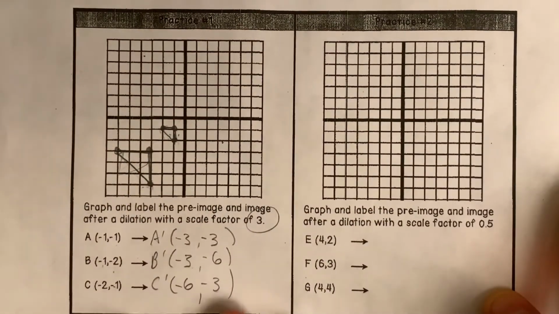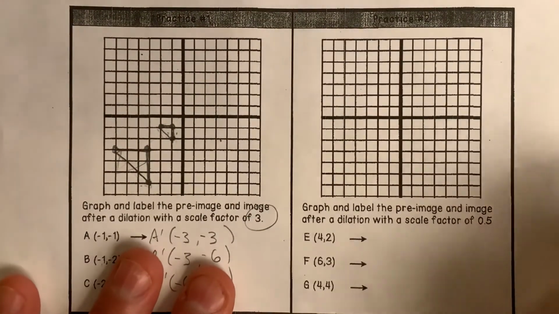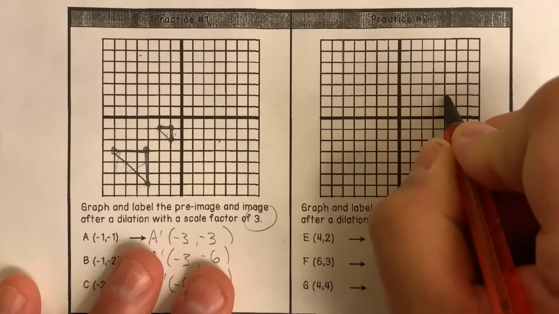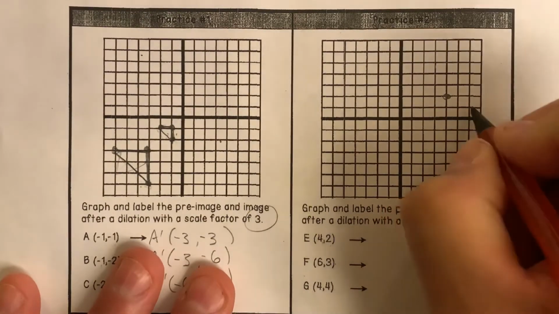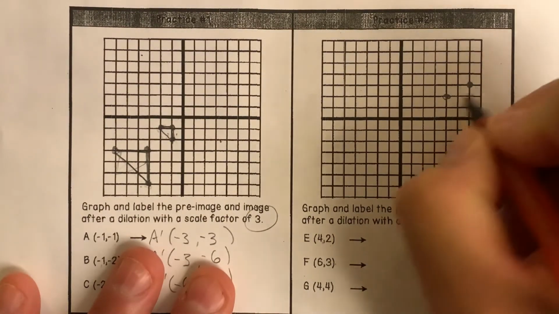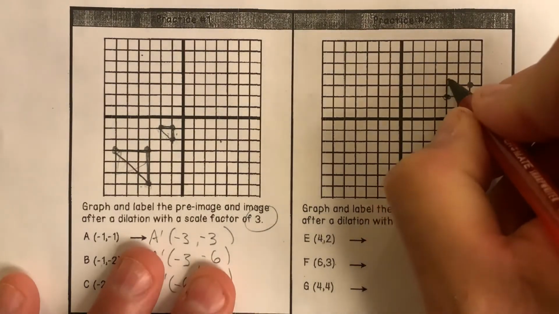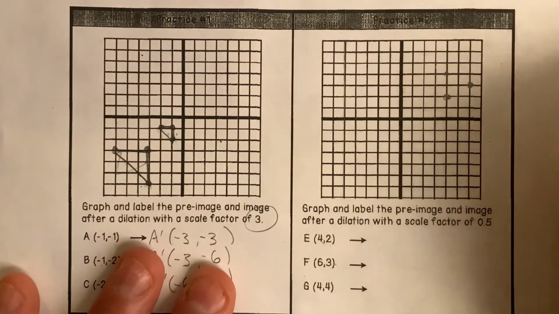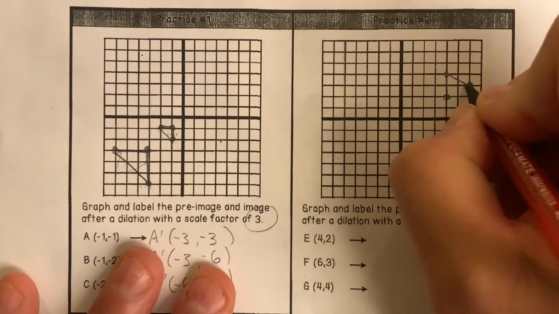Let's try this next one. So we got EFG, and let's go ahead and graph that. So 4, 2. 4, 2's right here. And we got 6, 3. 6, 3's right here. 3, 4, 5, 6. And then 4, 4. 4, 4 is right here, I think, isn't it? Looks like 4, 4 to me. Okay. Let's draw that one in.